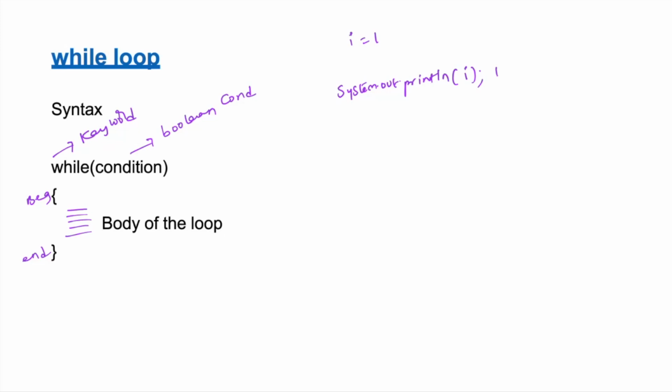If I want to print a 2 here, then I will write i++, incrementing the i value, and then again System.out.println to print the i value. This time it will print 2. Again, if I want to continue, I will write i++, and again System.out.println, and again I'm going to print the i value here.